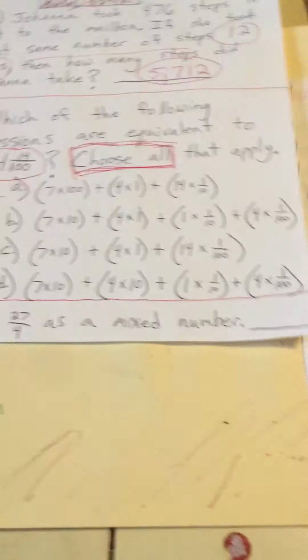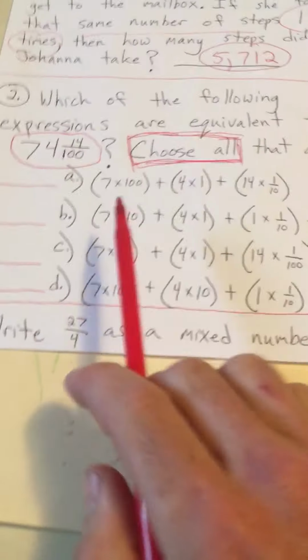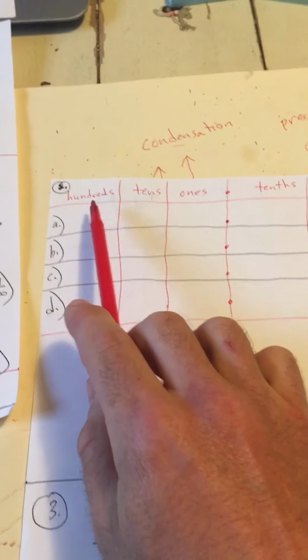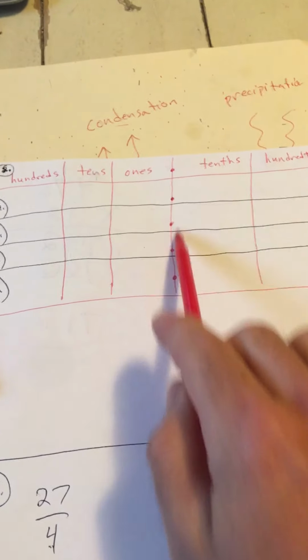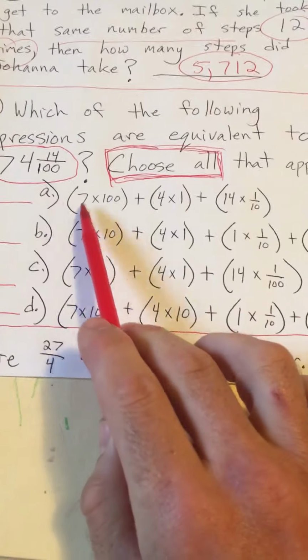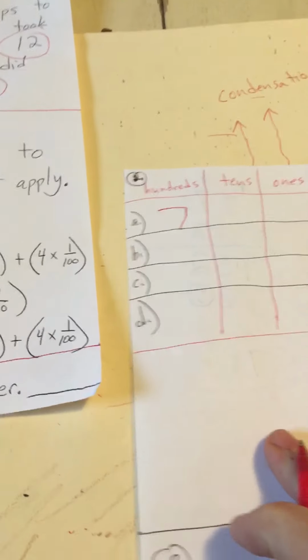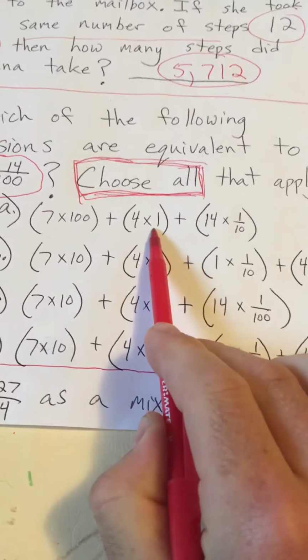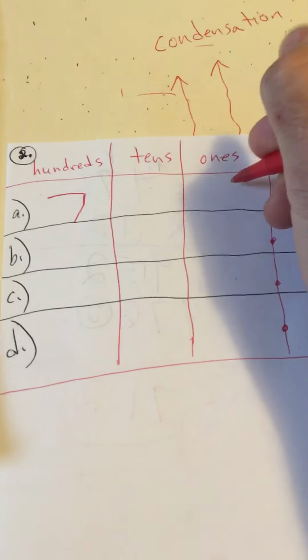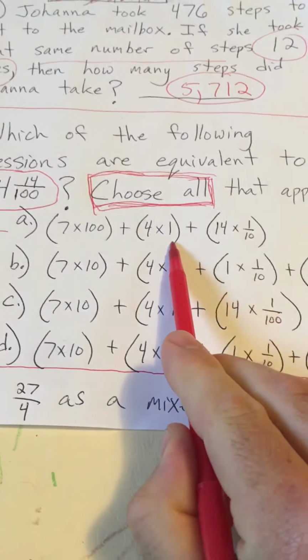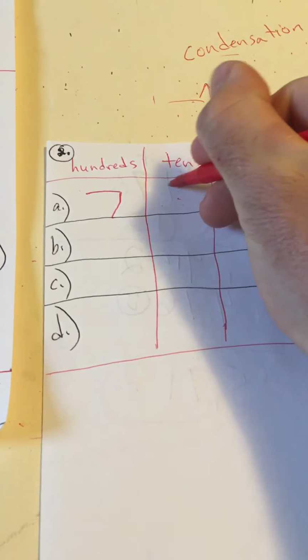Okay, so here, I set up a place value chart. I noticed that it only goes to the hundreds and it only goes to the hundredths. So I set my chart up, hundreds, tens, ones, then I have the decimal point, tenths, hundredths. So let's look at A. 7 times 100 would be 7 in the hundreds place. 4 times 1 would be 4 in the ones place, not in the tens place. So be careful. There are 0 tens, so we're going to just put a 0 there.